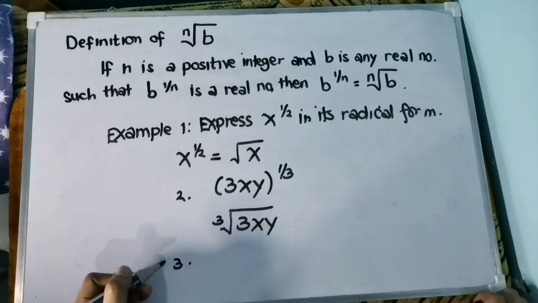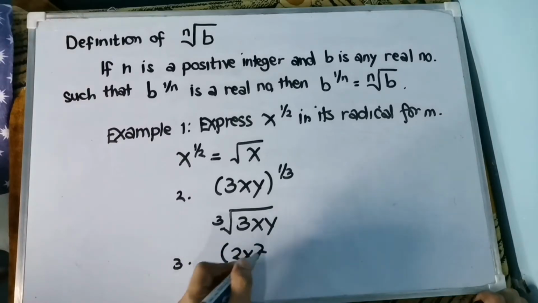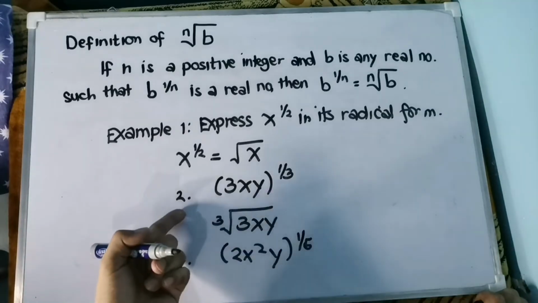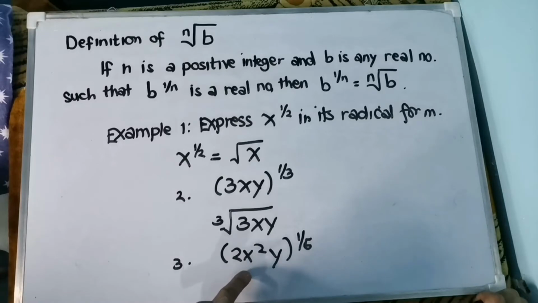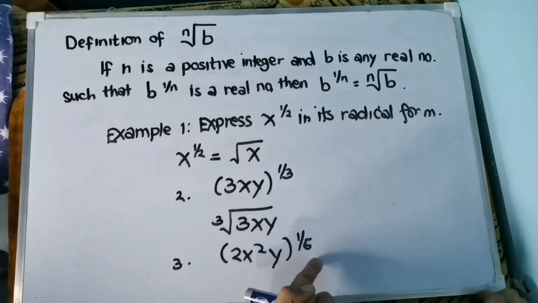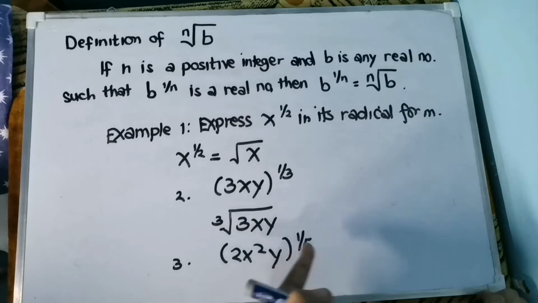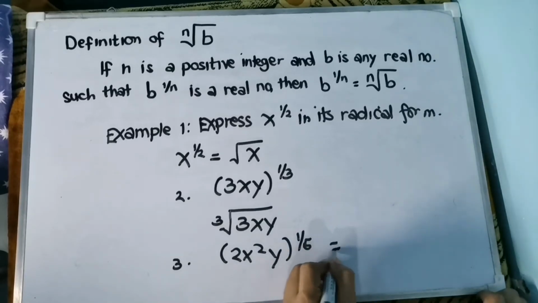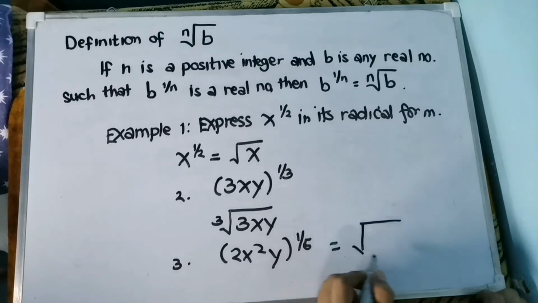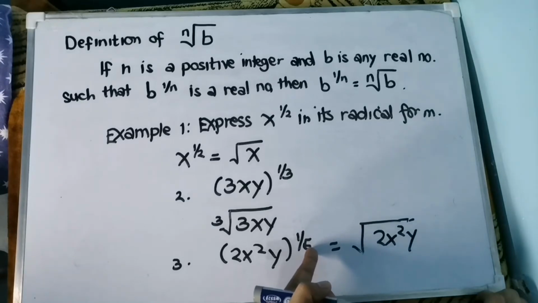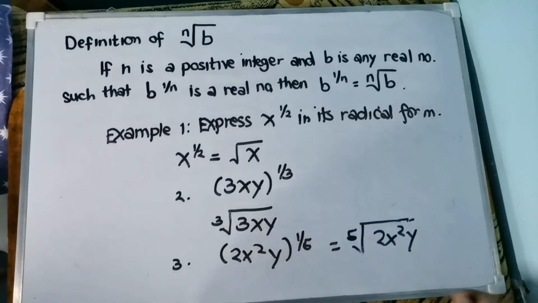So, for our last example, we have here the quantity 2x squared y raised to 1 fifth. Same process as example 2, we can use the power rule. So, we need to distribute the exponent 1 fifth to the expression 2x squared y. So, that is 2 raised to 1 fifth, then x squared times 1 fifth, and y raised to 1 fifth. Therefore, we have here the radical sign, and the base is 2x squared y. Nasa loob siya ng radical sign natin. And then, since it is raised to 1 fifth, our index is 5. So, this can be read as the fifth root of 2x squared y.